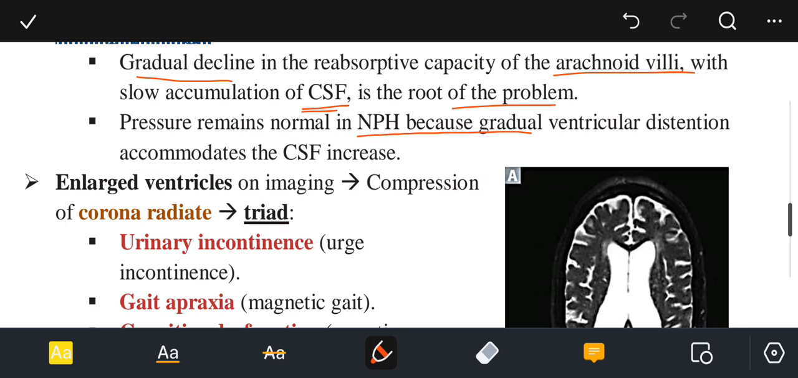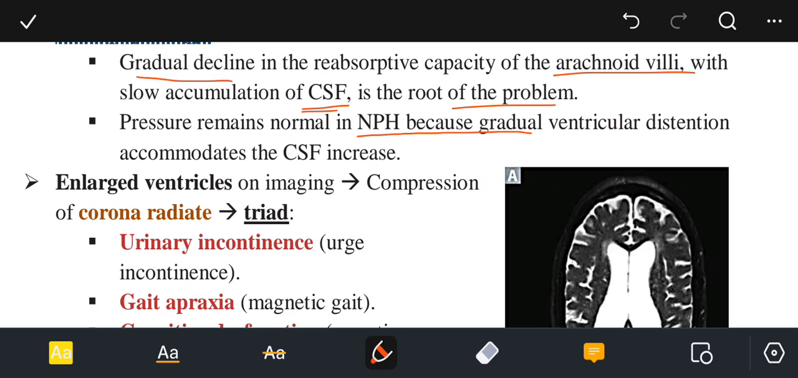Now if the CSF increase is happening over the course of minutes or maybe hours or days, that is felt as headache and stuff like that. All the symptoms will be there, papilledema will be there, and the ventriculomegaly will be seen, because that is an acute increase in the CSF. Acute increase in the intracranial pressure will also be there.